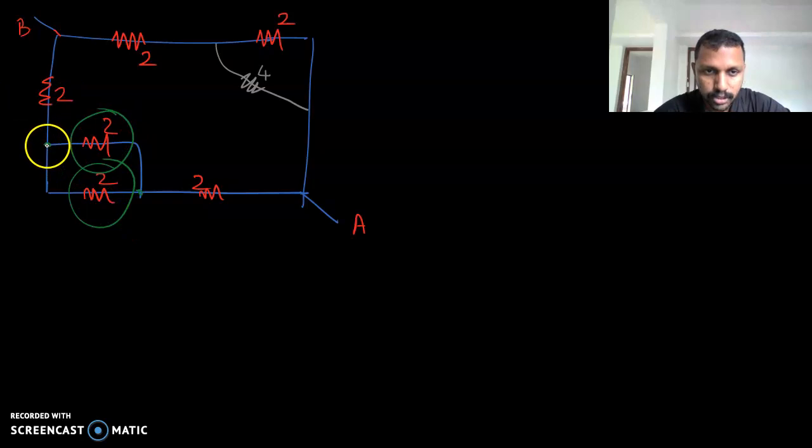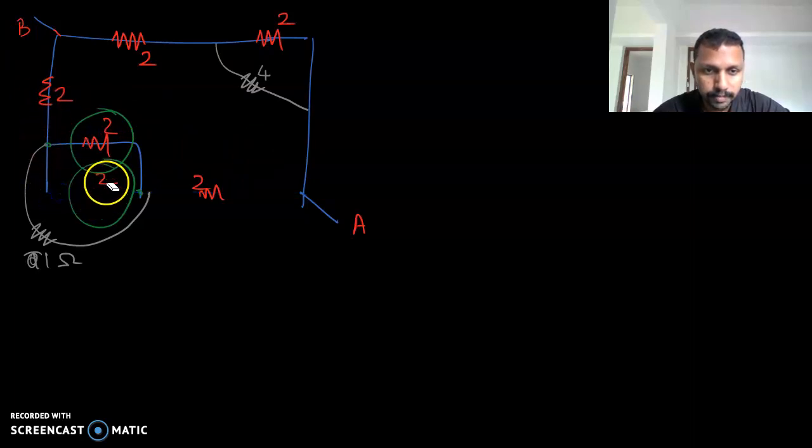Therefore instead of these two resistors, I could directly draw a resistor over here. It's not a 2 ohm resistor, it is 2 by 2, that is a 1 ohm resistor over here. Then let me rub this wire and redraw the circuit. Okay, let me try to rub this wire. Yeah, this is gone.